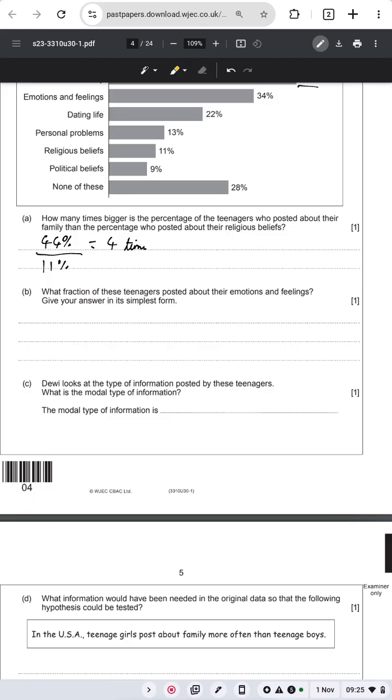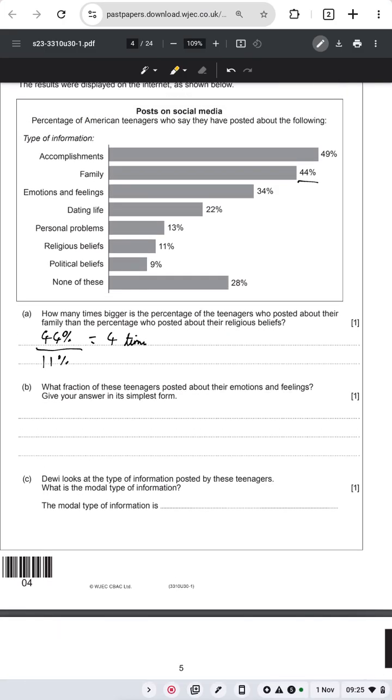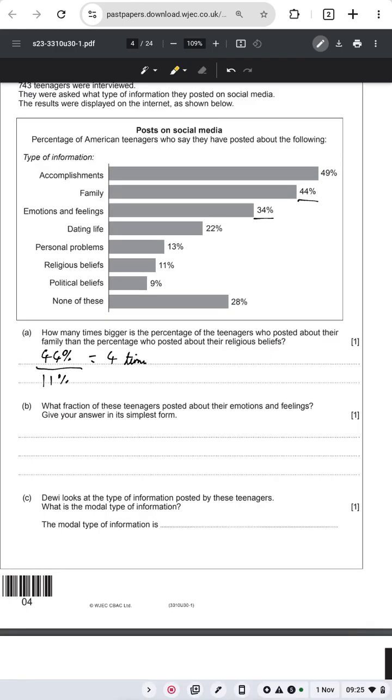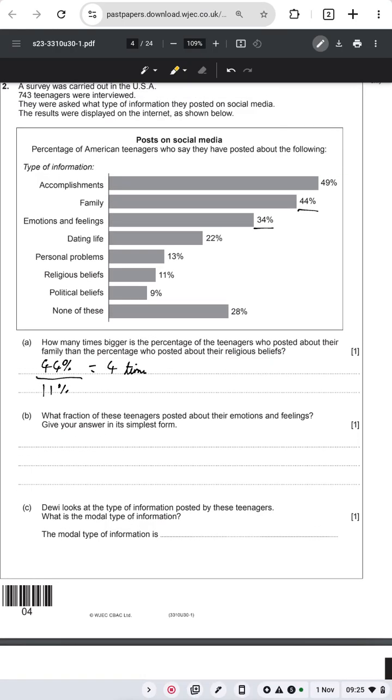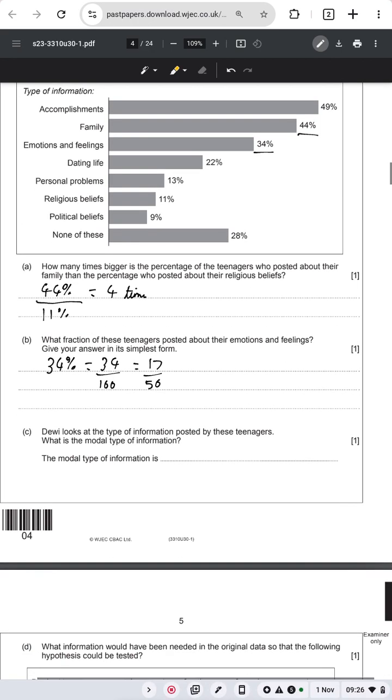What fraction of these teenagers posted about their emotions and feelings? Give your answer in simplest form. So emotions and feelings is 34%. So we have 34%, that is equal to 34 over 100. Both are divisible by 2, which would give 17 over 50. And 17 is a prime number, so we can't divide any more.